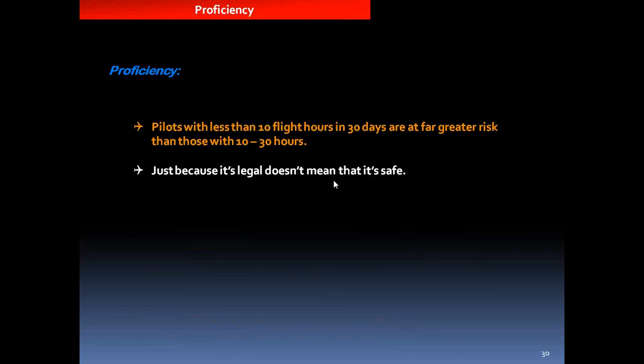Just because it's legal doesn't mean it's safe. We've all heard that one, and everybody can parrot that one back. Whenever I start that sentence, "just because it's legal," I can get one of those amens, "doesn't mean that it's safe." However, do we really adhere to this? How many of us just figure that 3 takeoffs and landings in 90 days means that we're okay, we can go out there and fly in a modest crosswind? It's not true. So legality and safety are two entirely different things.